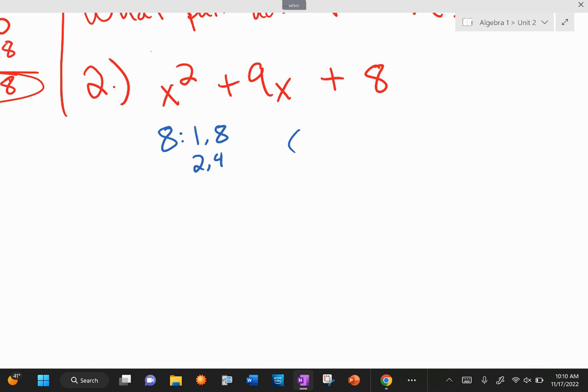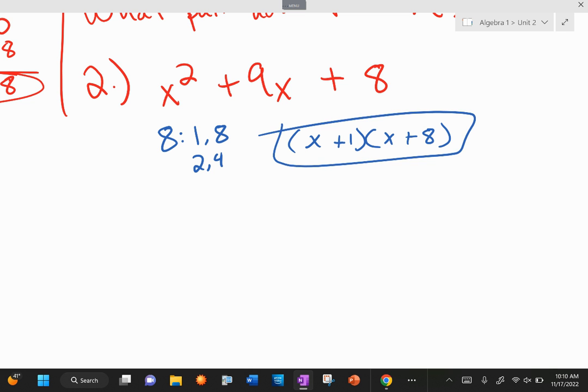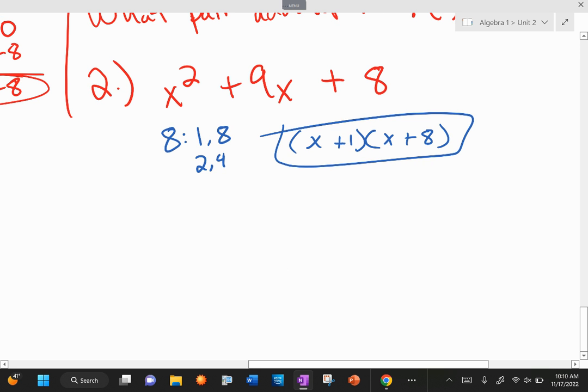Perfect. Okay. So we've set our parentheses. Should both be positive. Do we all agree? And then X in front. How do you check this? Right here, the factoring. You unfactor it by using horizontal method, FOIL, or vertical. Okay. How do we feel about this? Good. Let's keep going.